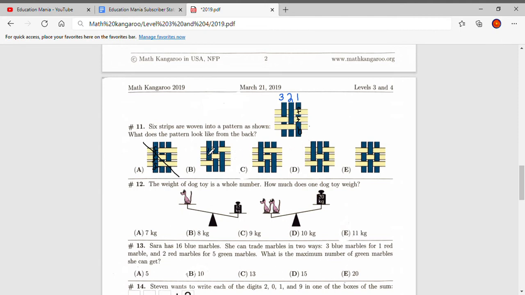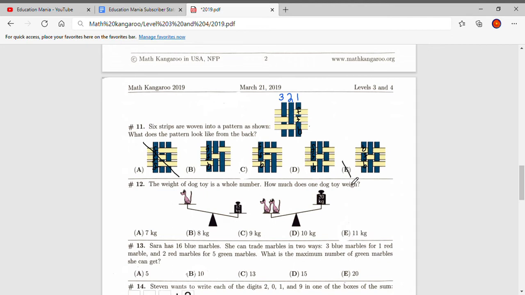Here it's front, front, back. So this could work. Front, front, back. D. Front, front, back. It could work. E. Back, front, back. So it does not work.